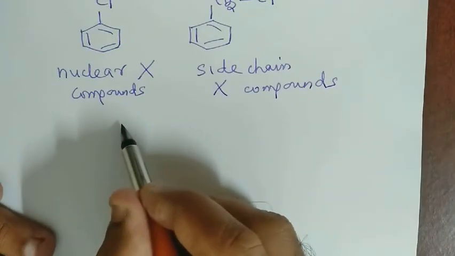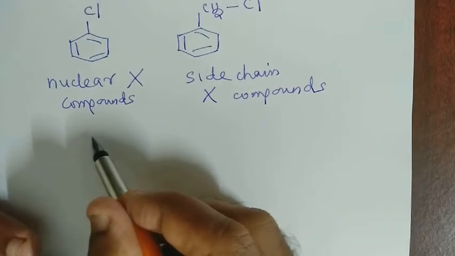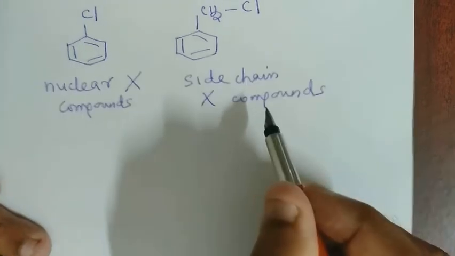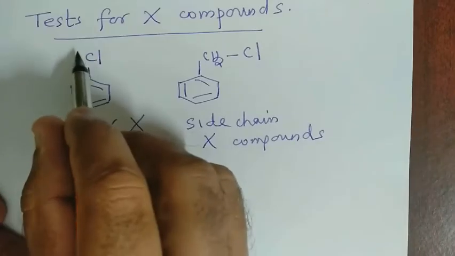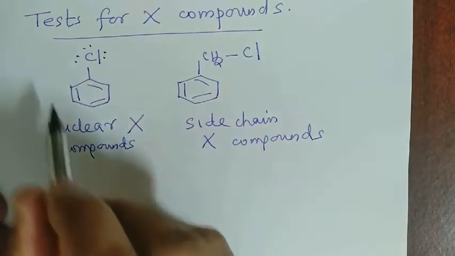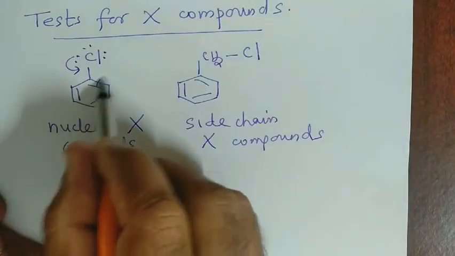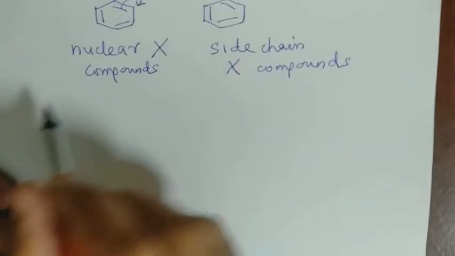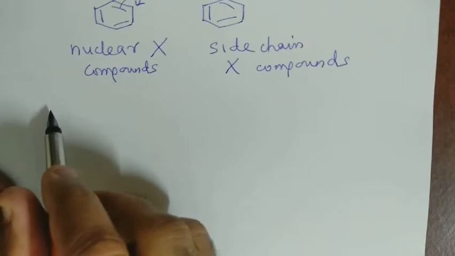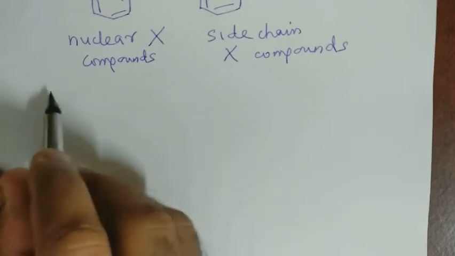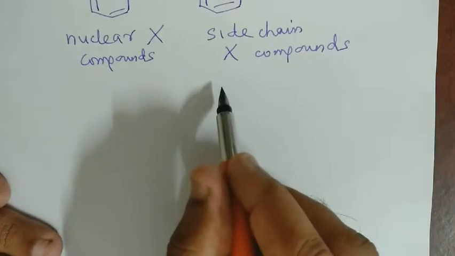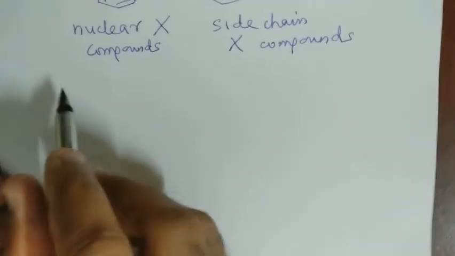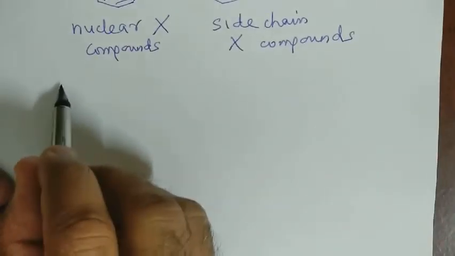They can be easily distinguished by using silver nitrate. Compounds like chlorobenzene do not give the reaction due to the partial double bond character of the carbon-chlorine bond. There are two tests for distinguishing nuclear halogen compounds from side chain halogen compounds.